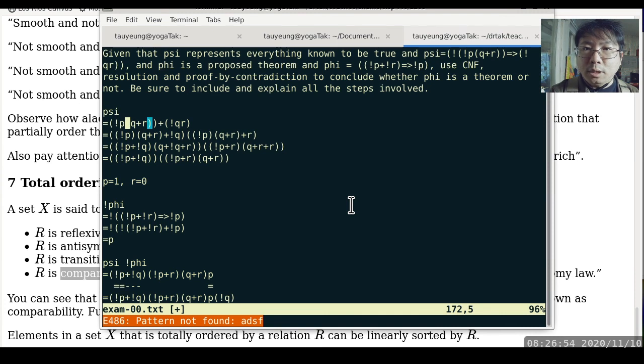Okay, so P is true, not P is false. So the first part of the disjunction is going to be false. When R is false, the second part is going to be false. So there's nothing wrong with having not P or R in this expression. So the other reason is it can be simplified out.